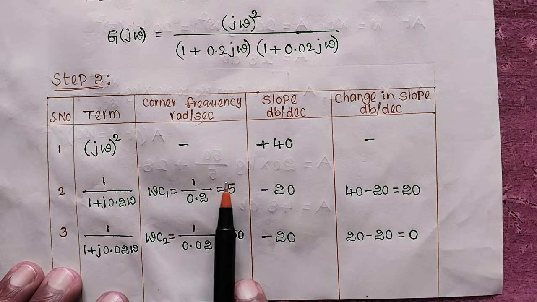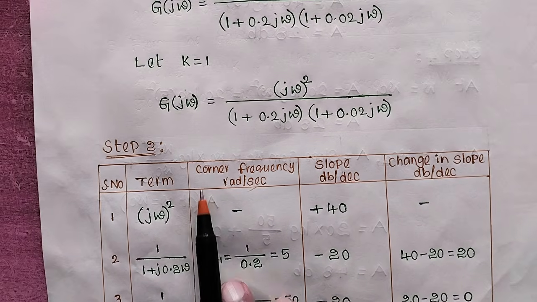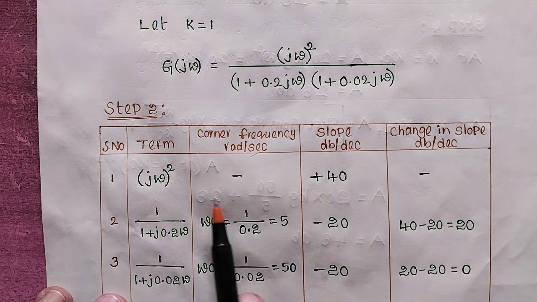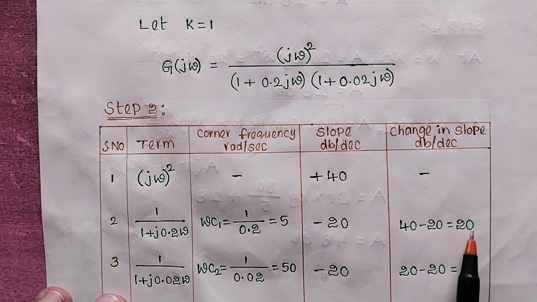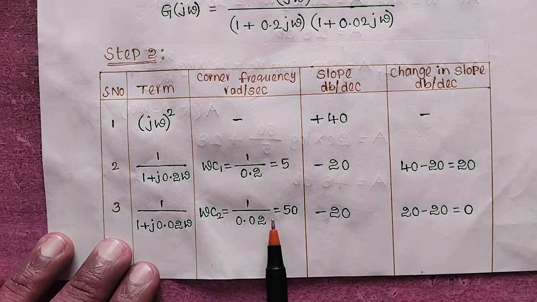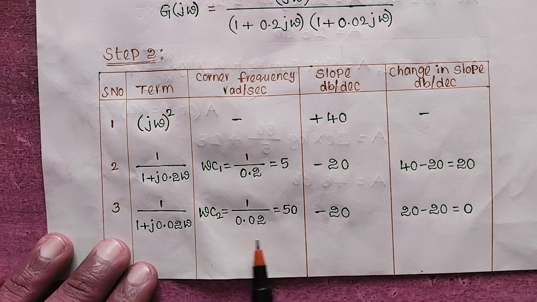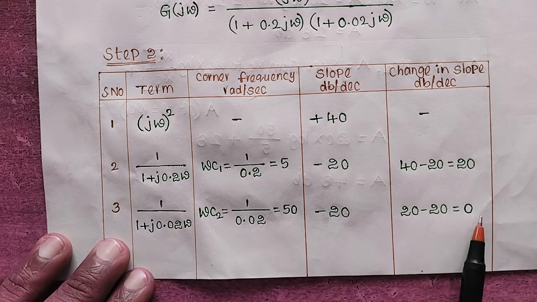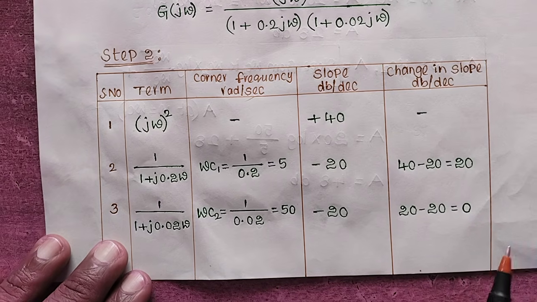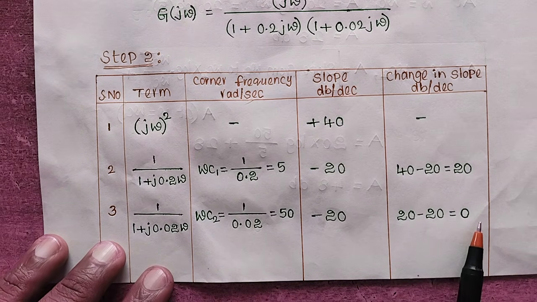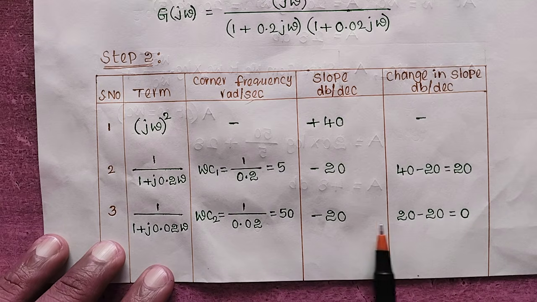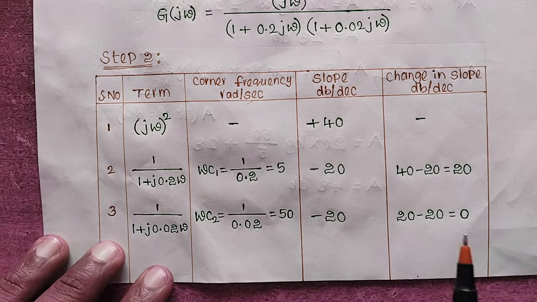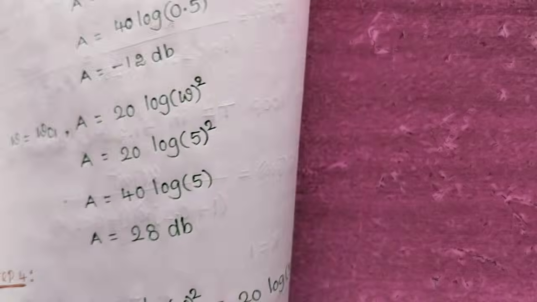So up to 5 radians per second, only this term is affecting the magnitude. At 5 radians per second onwards, this term affects the magnitude and the slope changes to 20 dB per decade. And after 50 radians per second frequency, the third term affects the magnitude. Now 20 minus 20 is 0, so that is the change in the slope. So the magnitude goes with 0 dB per decade from 50 radians per second onwards. That is about step 2.